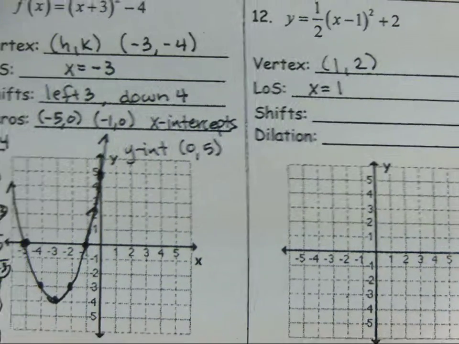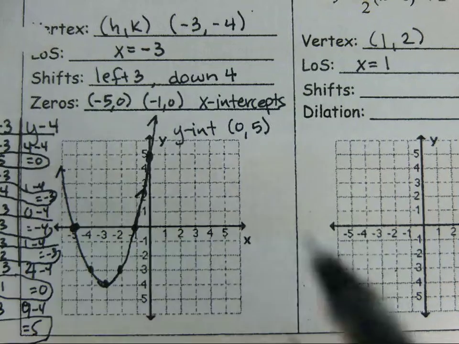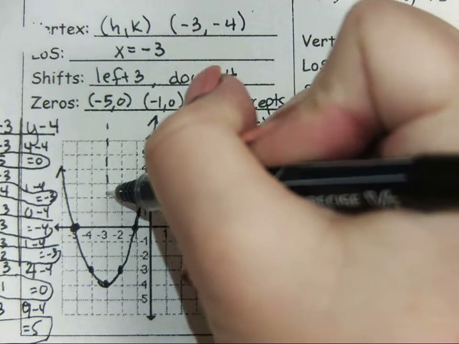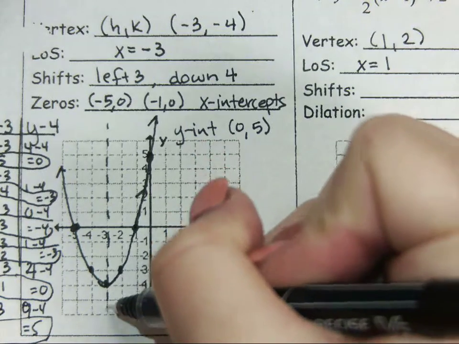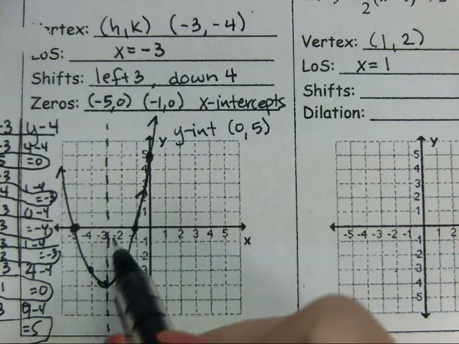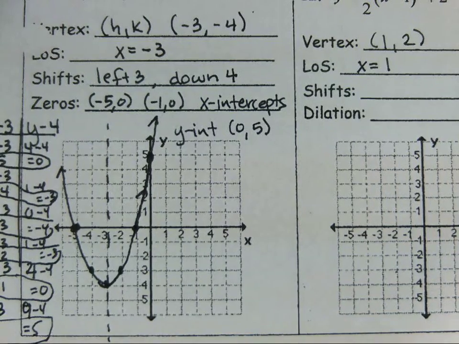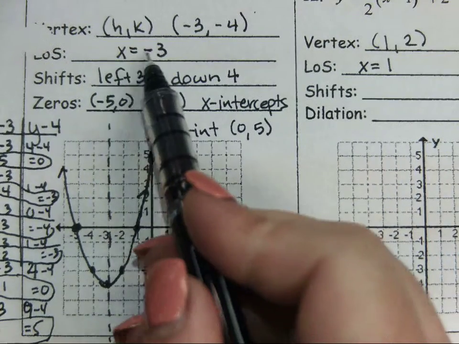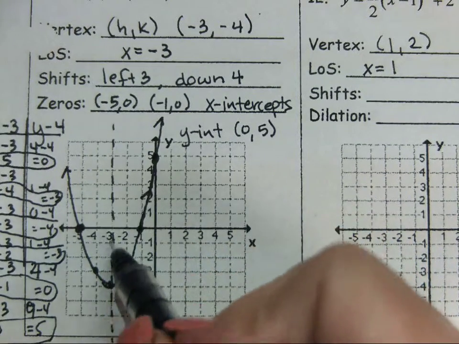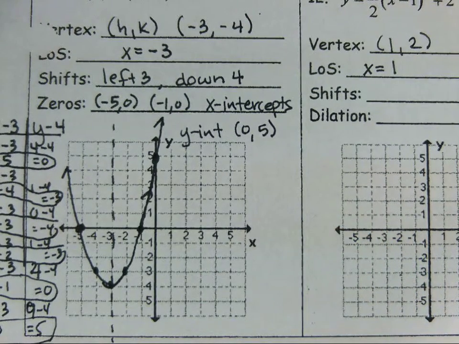Oh, let me go back here real quick. The line of symmetry, this x equals -3, is a vertical line that goes through my graph. It goes through the vertex, and it cuts my graph into 2 equal portions. And so I labeled what it was up here, but I didn't actually draw it in. I'd like you to see that that's an invisible vertical line.